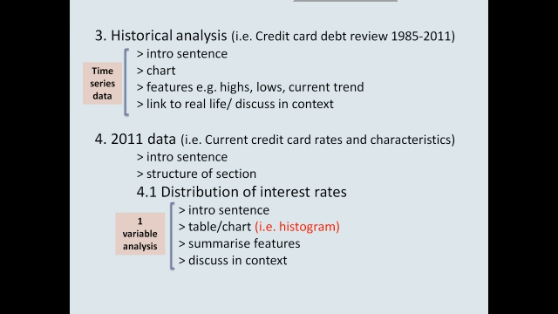Following the historical section, we can go on to the analysis of the current market. This will be quite a large component of the report, as you will need to firstly consider the distribution of interest rates in isolation, which is one variable analysis. You will then need to consider what factors may influence interest rates, and so this then means several bivariate relationships must also be analysed.